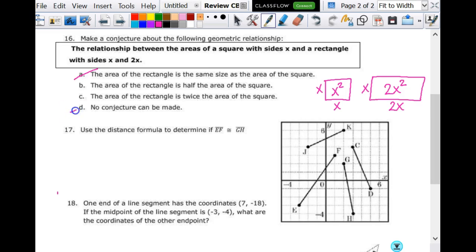Well, I can definitely make a conjecture. The area of the rectangle is 2 times the area of the square. That's your answer right there. It could have also had a correct answer choice that said the area of the square is half the area of the rectangle, because that's a true statement also. So make sure you read them carefully so that you don't just get the thinking backwards, even when it's a simple question.